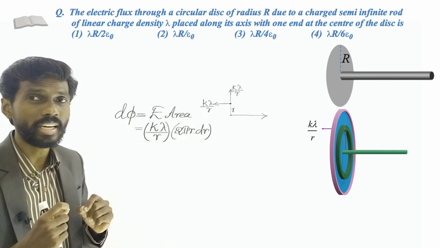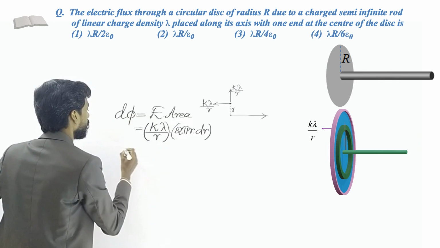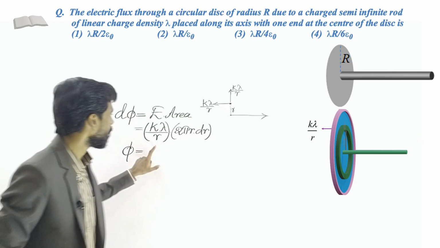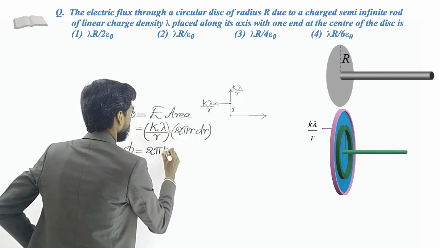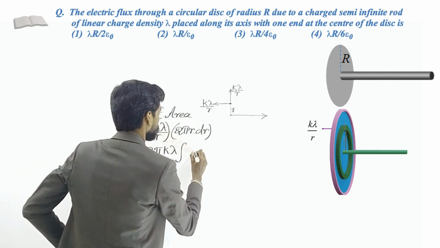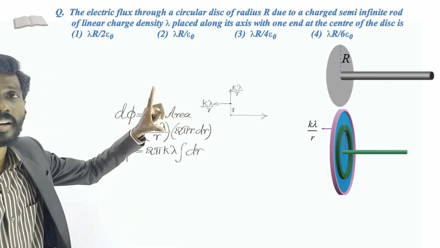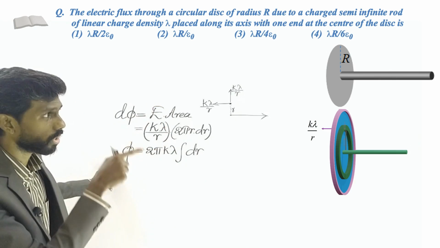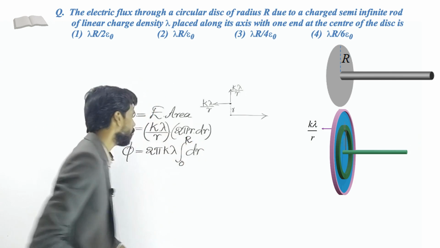Now we have to do integration to find the electric flux through the entire surface. So let us do the integration. This is d phi, but we want phi. Phi equals, let us do the integration. This r gets cancelled, so 2 pi k lambda, integration of dr, that's all. But r ranges from 0 to capital R, the radius of the disk. 0 is at the center, so the limits of this integration are 0 to R.